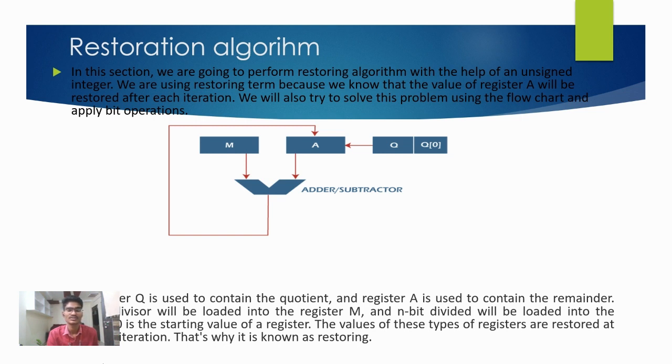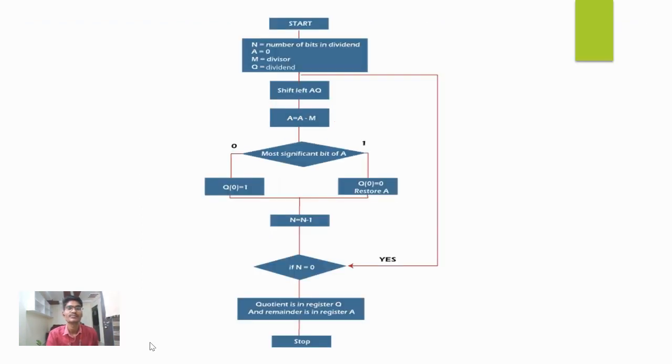0 is the starting value of register A. So here M and Q values are given to perform the division, and A will be the default value, zeros with the same number of bits as M and Q. The value of these registers will be stored at each iteration. It means that after each iteration, the values will be checked and restored. That's why it is called the restoration algorithm.